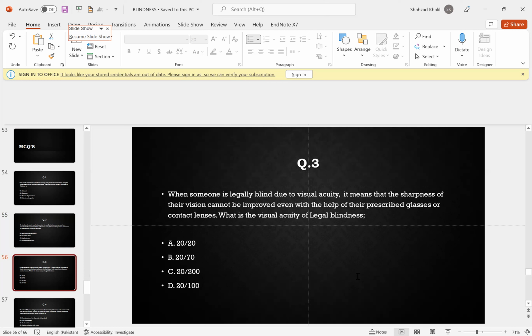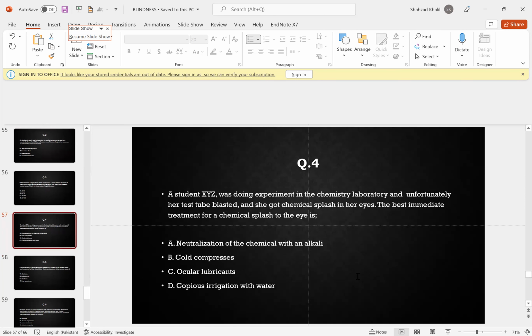What is the visual acuity of legal blindness? 20 by 20, 20 by 70, 20 by 200, 20 by 100? The correct answer is 20 by 200.